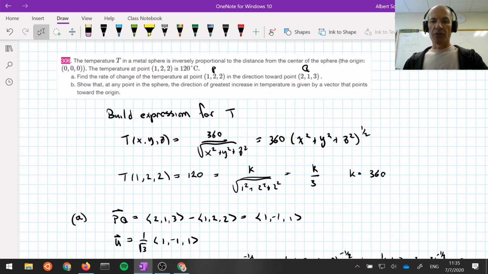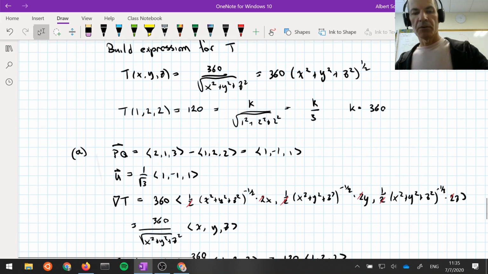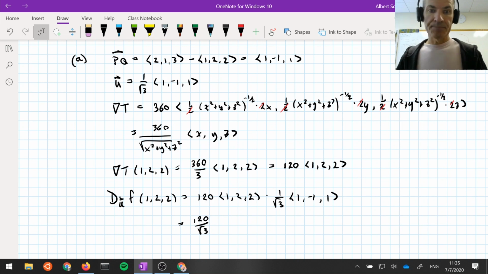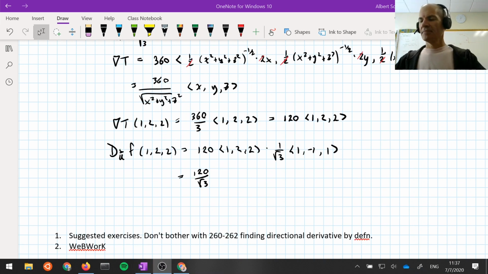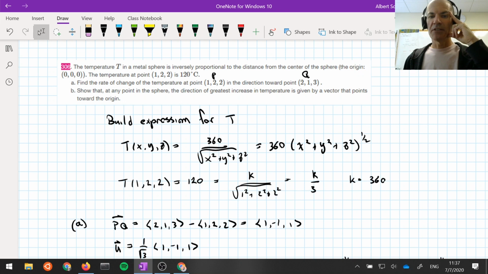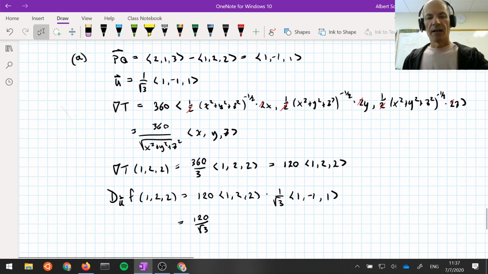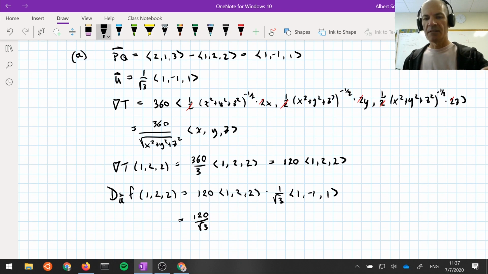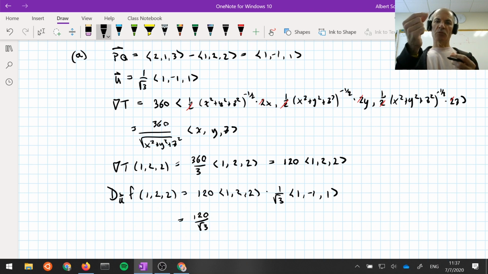And show that at any point in the sphere, the direction of greatest increase in temperature is given by a vector that points towards the origin. All right. You'll notice I paused there because in part B, I'm asked to show that at any point in the sphere, the direction of greatest increase in temperature is given by a vector that points towards the origin. And looking at my gradient function, I see a function that is not pointing towards the origin, but in fact is pointing away from the origin. At every point x, y, and z, think about x, y, and z as being the tip of the vector with its tail at the origin. That direction is always away from the origin. No matter where I am in space, it's away from the origin. And so I was a little bit confused because I can't show that.